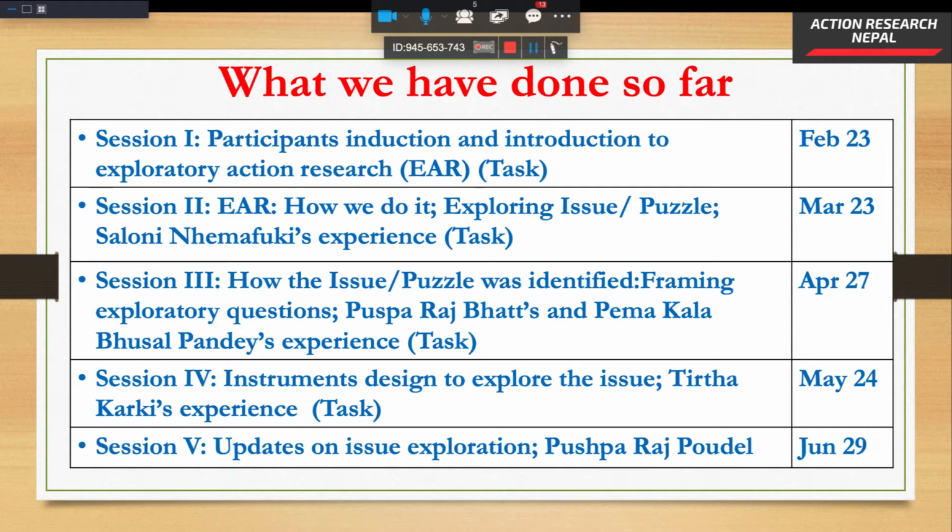In April 27, for the third session, we again discussed how the issue or puzzle was identified, framings, how to frame the exploratory research questions, and then we had Pusparaj Bhatt and Pema Kalabhushal Pandey ma'am who shared their experiences in session third. Then in session 4, we had guest presenter Tirtha Karki from Sunsari who shared much on research instruments which can be deployed to conduct research, basically the first phase of research, that is exploration.